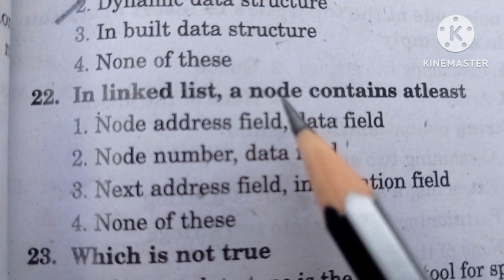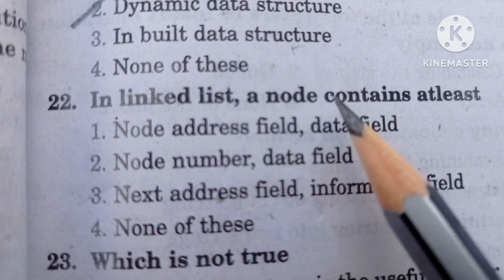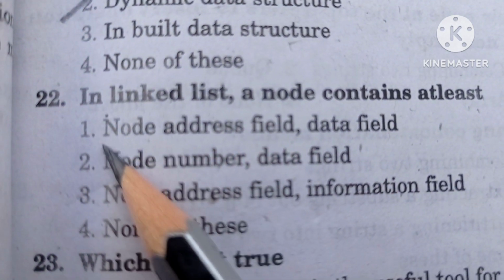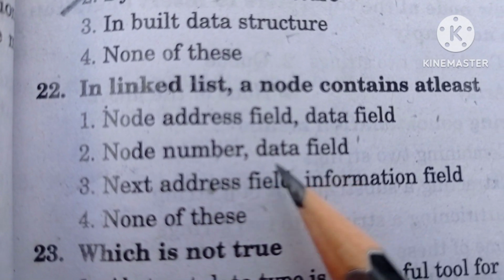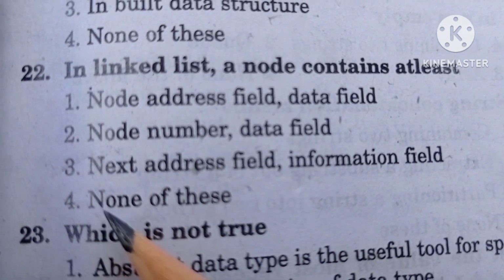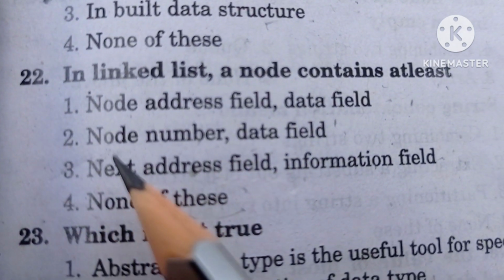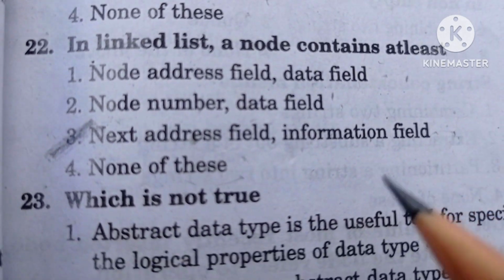In linked list, a node contains at least. Options: node address field, data field, node number, data field, next address field, information field. None of these. Answer is 3. Next address field, information field.